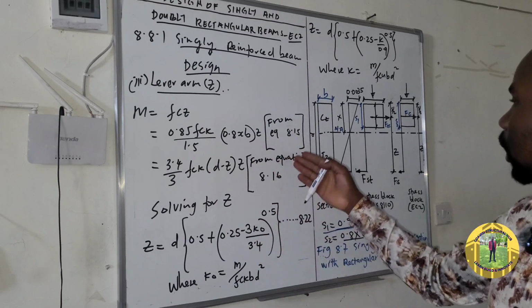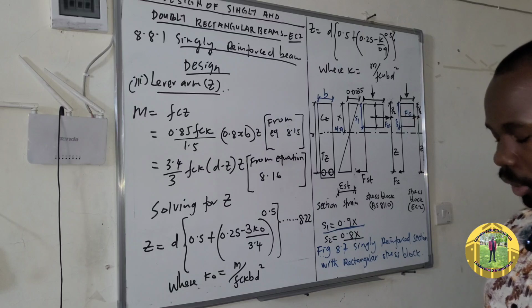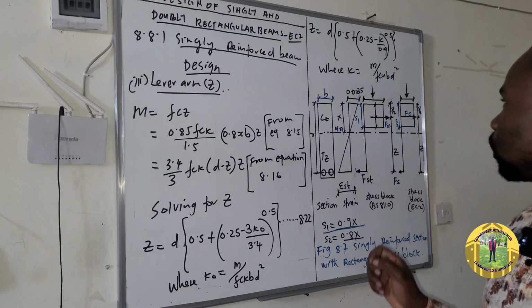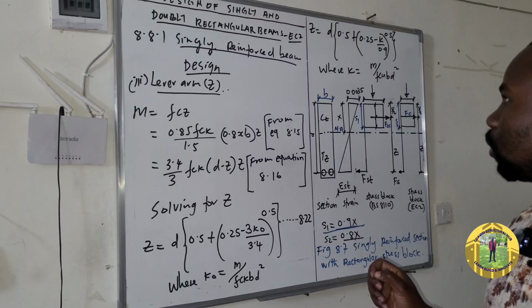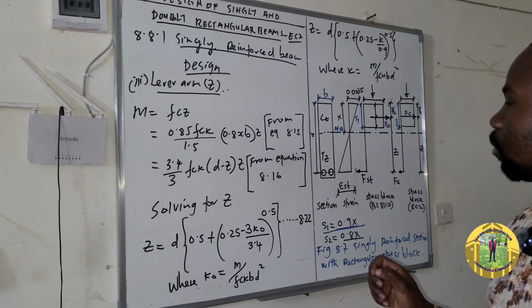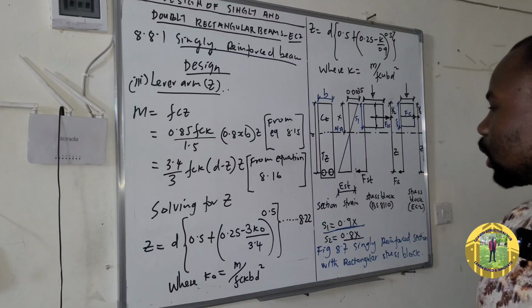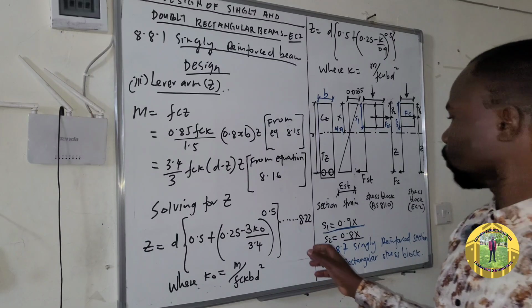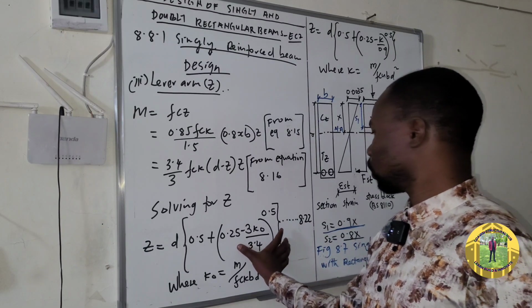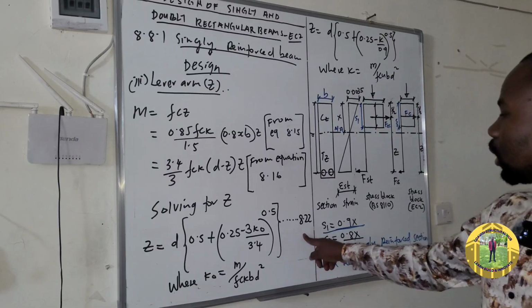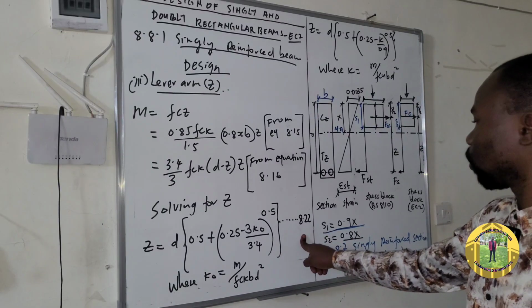I have just summarized it for you, but you can take your time and just do it the way we did for the moment of resistance. Just follow the procedure and you will arrive at this expression. So this is for Eurocode 2, and it is equation 8.22.